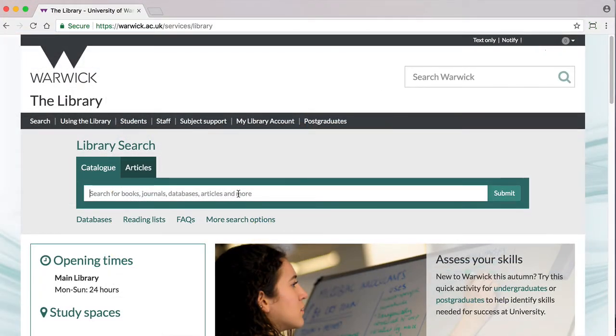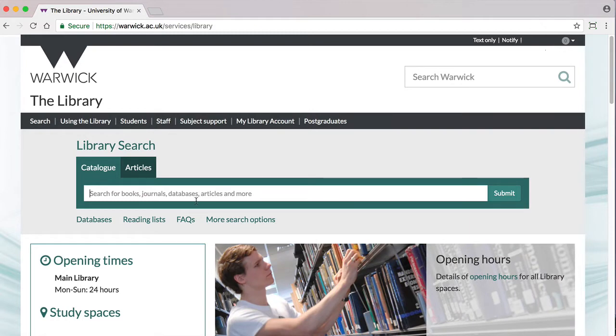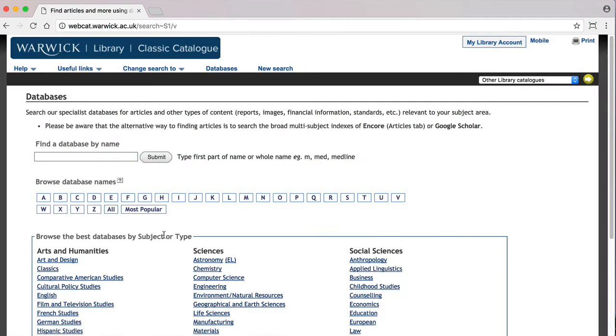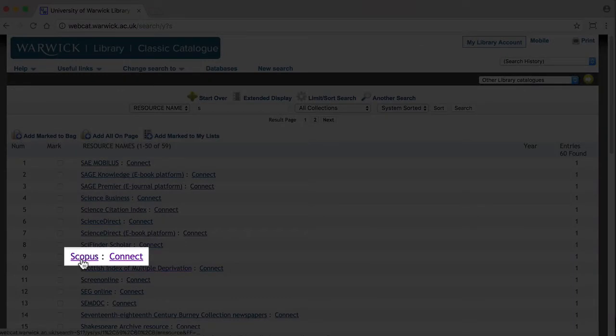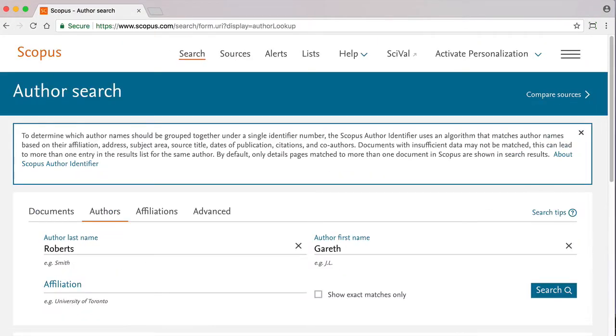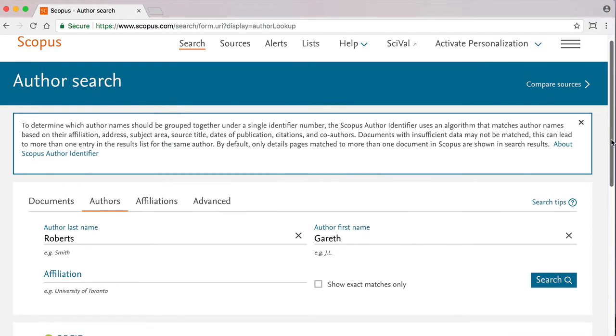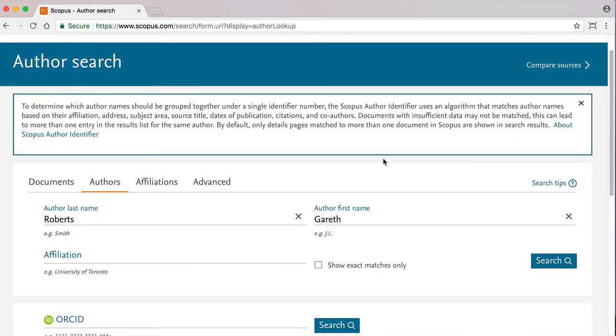You can access Scopus either by searching for it here or from the databases link on the library website. This link here will take you to more information about the database, or you can click Connect to take you directly to the resource. If you're already signed in, you'll be taken directly to Scopus, or you may be asked to log in with your university username and password.